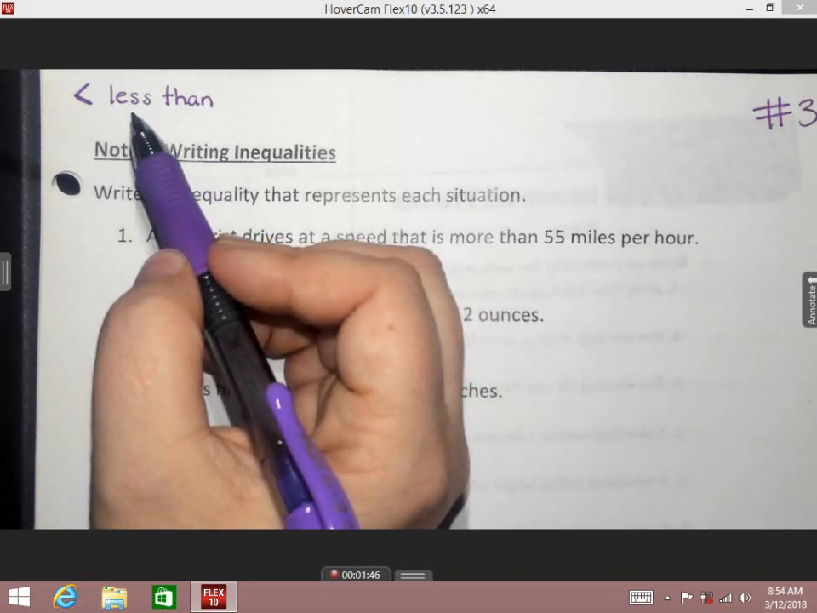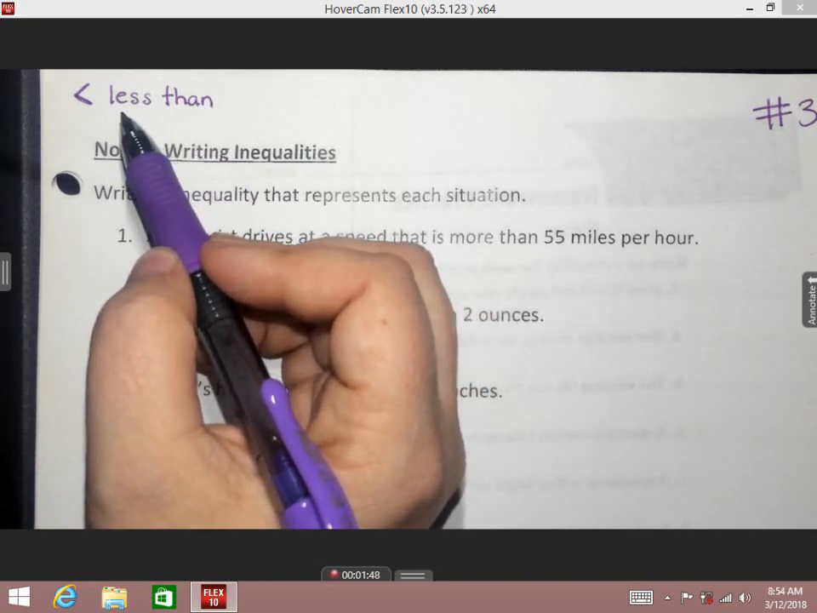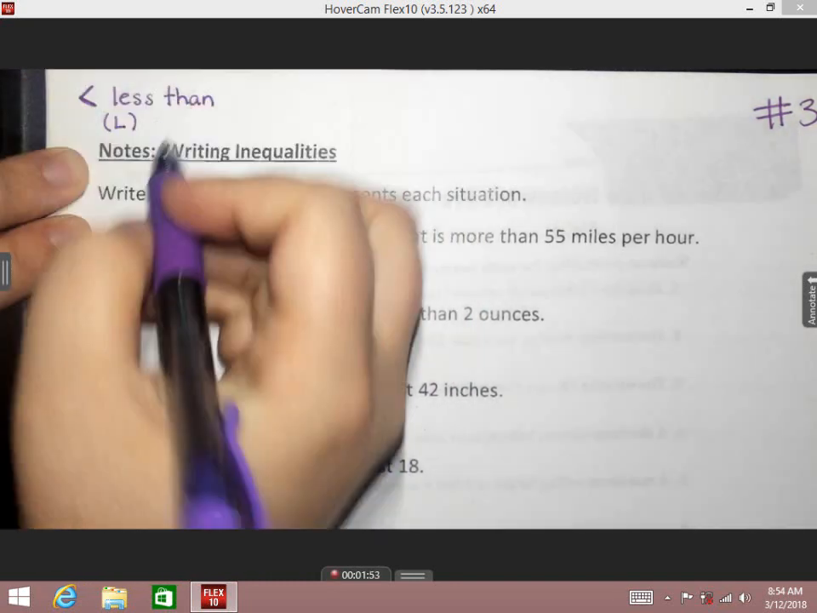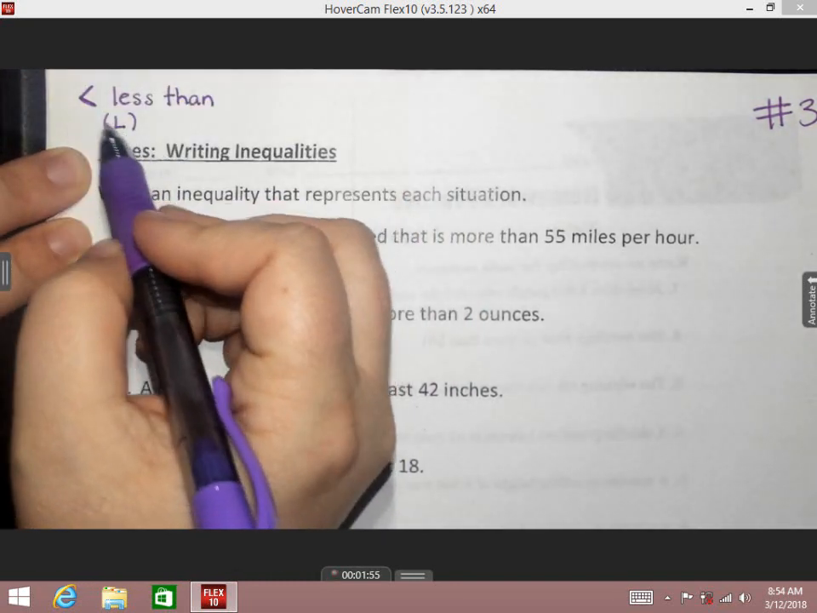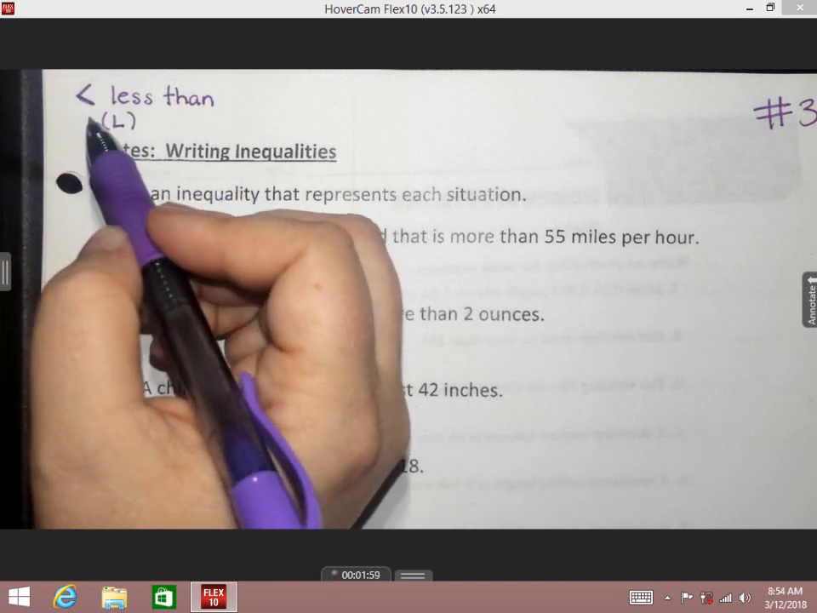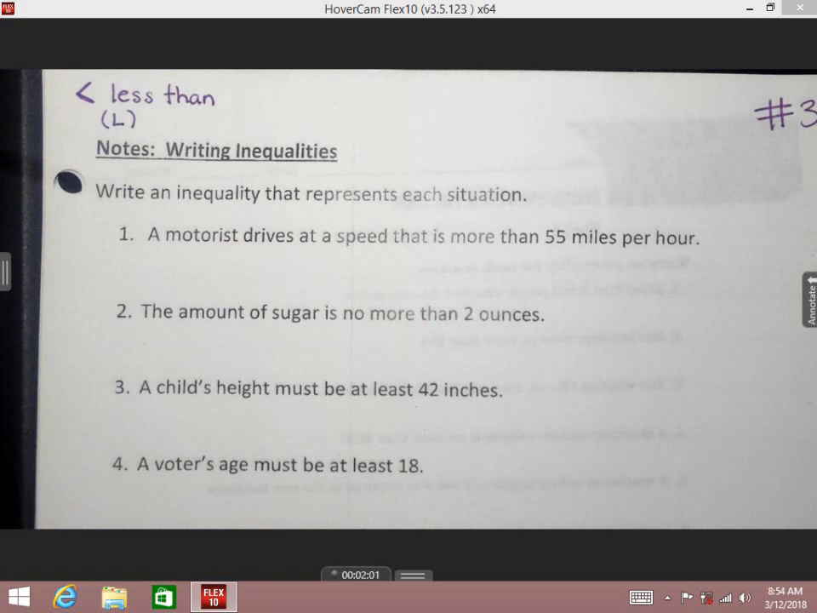All right? Remember we also had that trick, a capital L? A capital L looks like that, right? This symbol is basically a capital L, but turned sideways. It points to the left, so it's less. Okay?